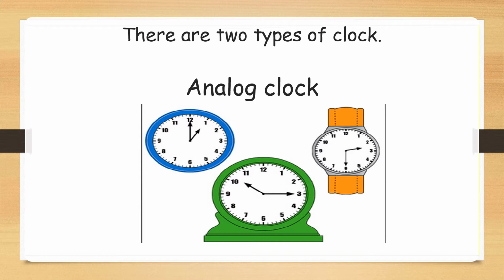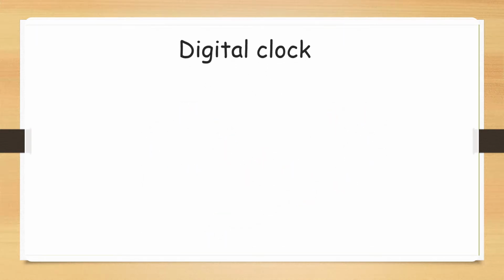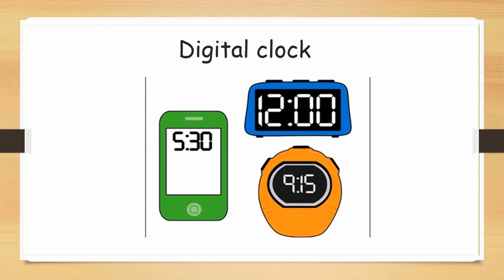And the other clock is the digital clock. Now, can you tell the difference between the digital clock and the analog clock? Very good. In the digital clock, we can only see the time. It got no hands, no number from 1 to 12. So we just see the time as 5:30, 12 o'clock, and 15 minutes past 9.